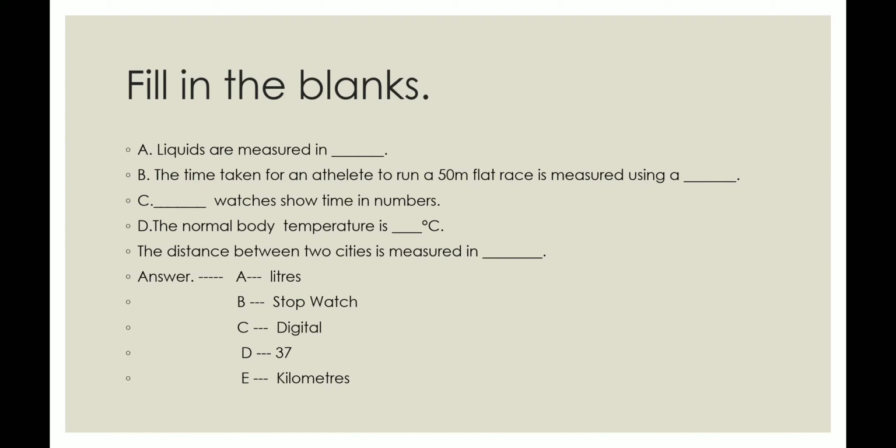C. Dash watches show time in numbers. The answer is digital. Digital watches show time in numbers. D. The normal body temperature is dash degree Celsius, 37 degree Celsius. Answer is 37.